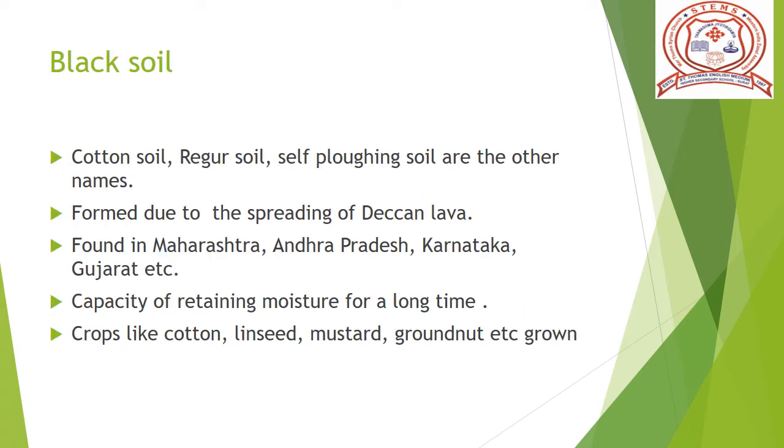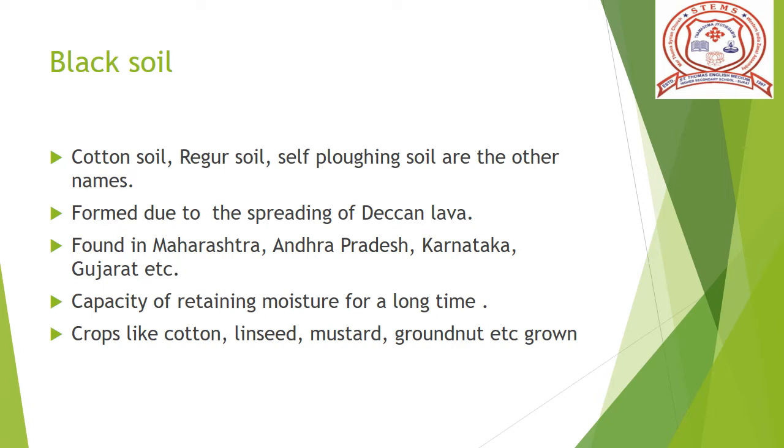Next is black soil. The other names of black soil are cotton soil, regur soil, self-ploughing soil. Black soil covers about 15% of the total area of land. It is formed due to the spreading of Deccan lava. Lava rocks and climate play an important role in the formation of this soil.